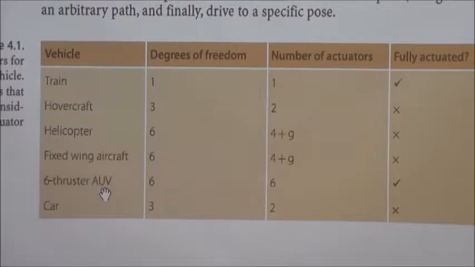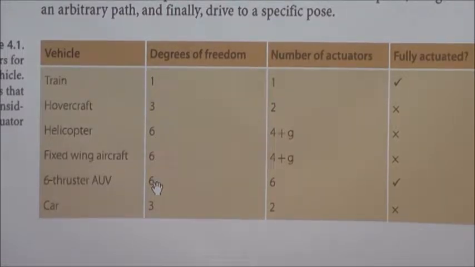A 6-thruster AUV, autonomous underwater vehicle, has 6 degrees of freedom and 6 actuators, because you need a lot of help under the water. GPS and other things are not available, and it's tough to control, so it's built that way. So it's fully actuated. And your car, you're driving it every day.